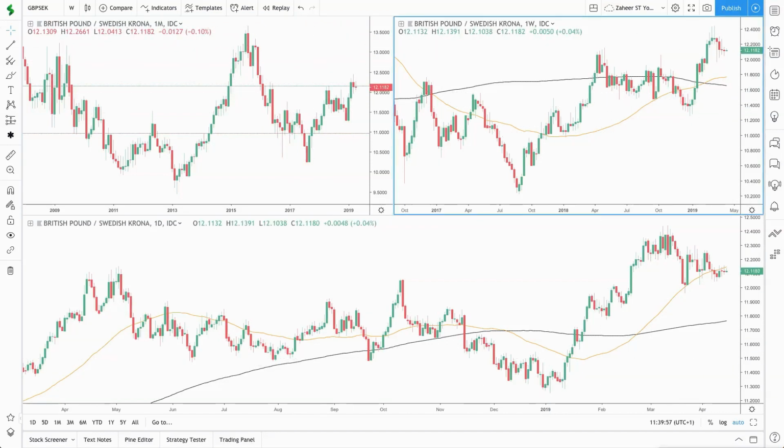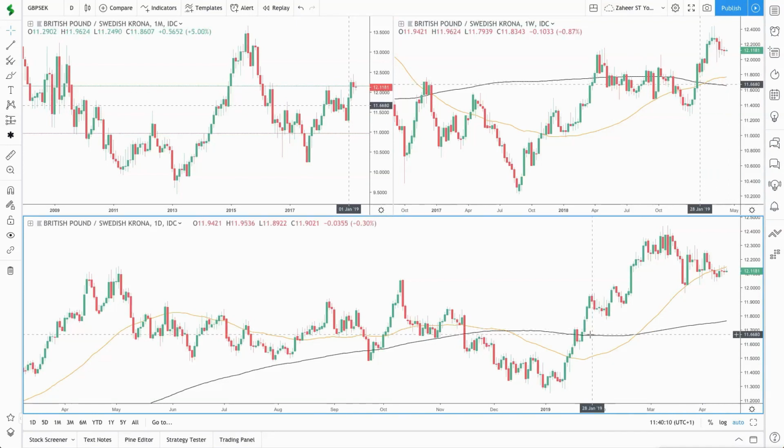If we come across to the weekly time frame, we can see that price is above the 200 and the 50 simple moving averages. We can see the pullback that price is currently in, and we can see the area of support where price is being held at. Come down to the daily time frame, we can see this in more detail. Price above the 200 moving average, just below the 50 simple moving average, but overall in this area of consolidation.